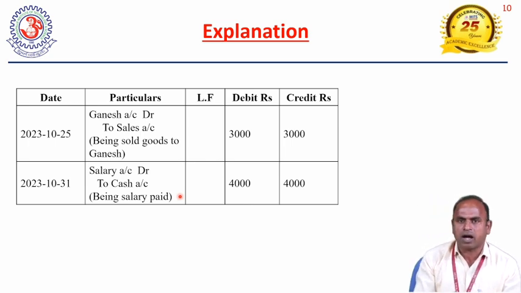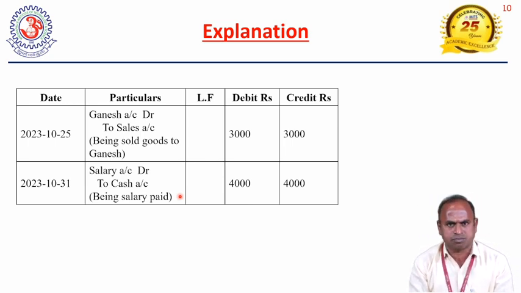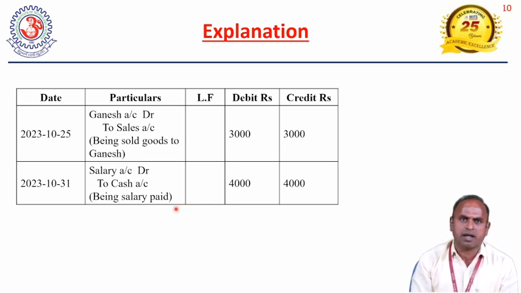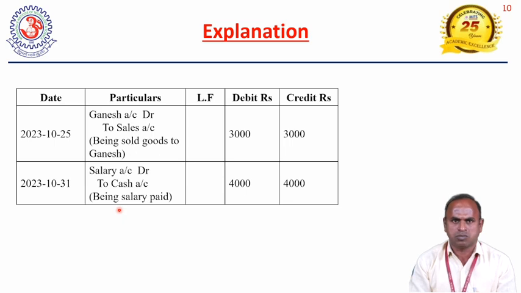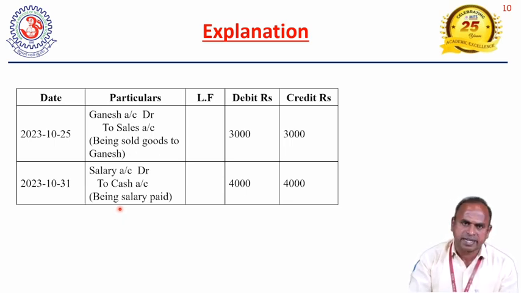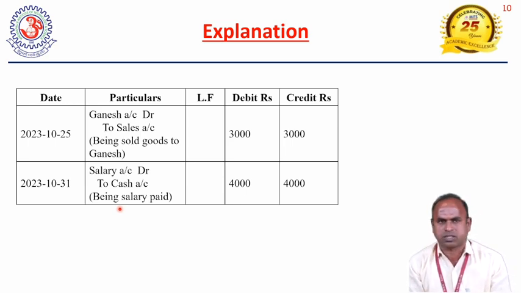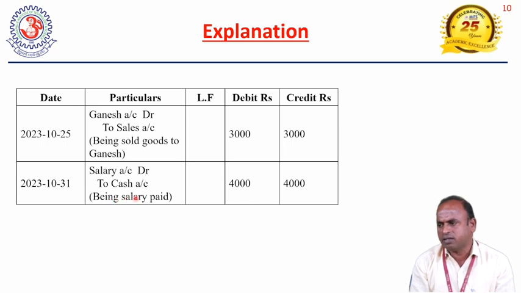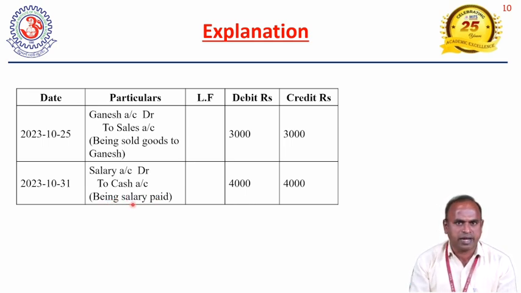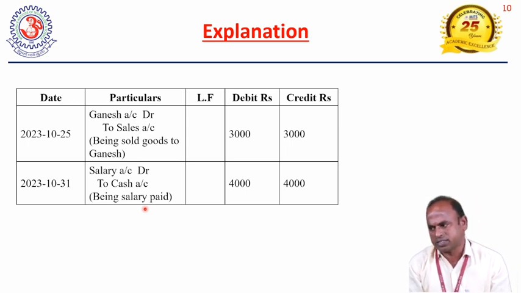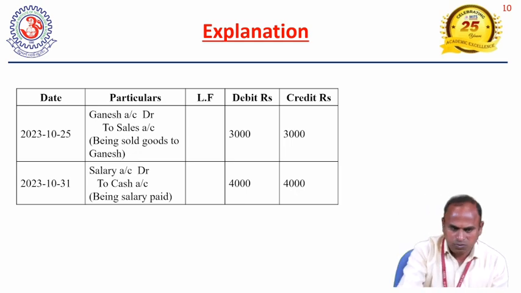So salary account debtor, it is the first sentence. Don't write it within one sentence, salary account debtor to cash account. Salary account debtor is one sentence. Then you can start the second sentence always with 'to': to cash account. Don't write everything in a single sentence. The cash account debtor is one sentence. Then we can start the second sentence with 'to' always: to cash account. Okay, thank you.